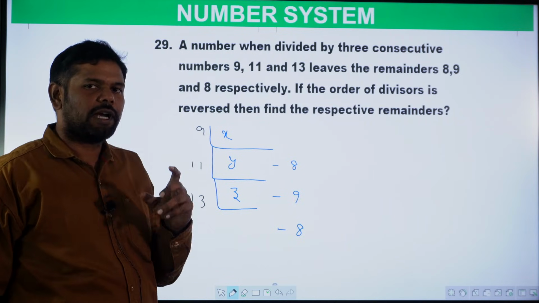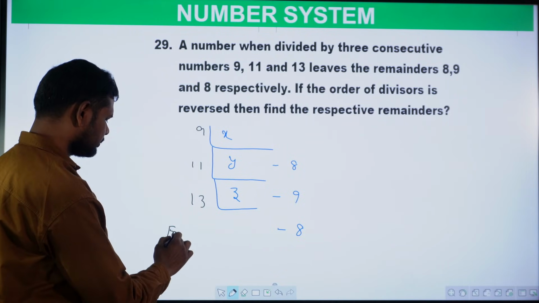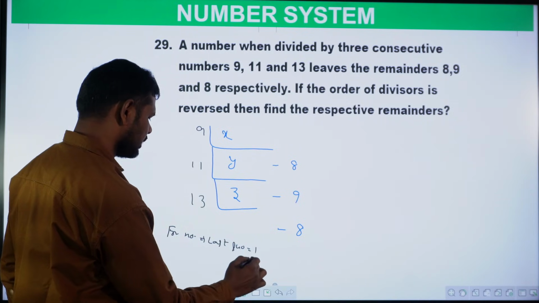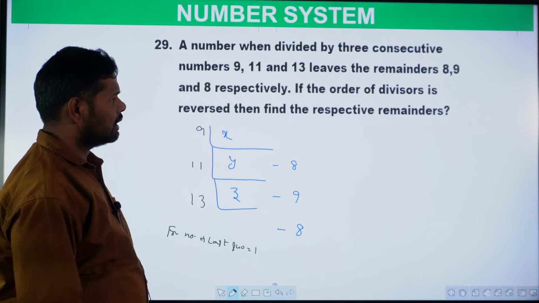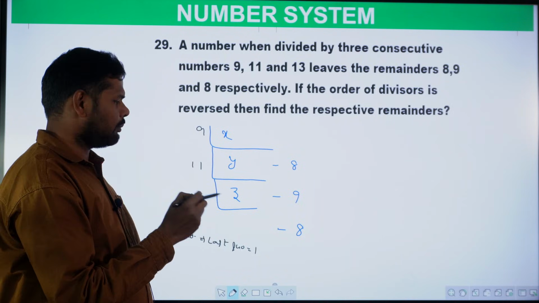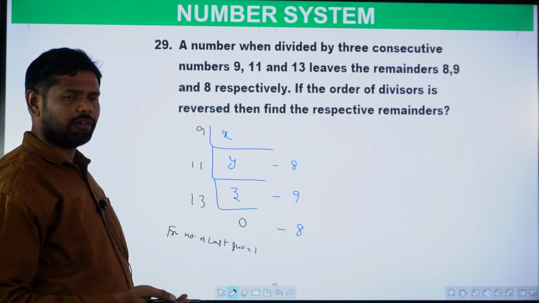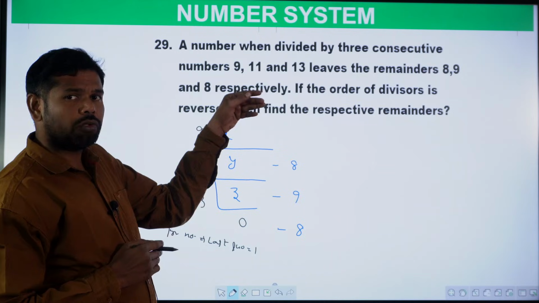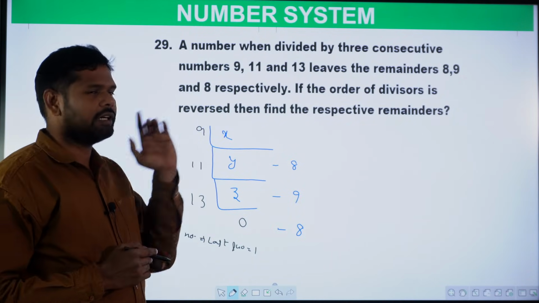If they ask us to find the number, we consider the last quotient as 1. But if the order of the divisors is reversed, taking 1 means a slightly complex calculation. For easy calculation we take 0, and whatever quotient we take is always correct. Sometimes they give the quotient in the question itself, sometimes the last quotient is 2, 3, 4 like that.